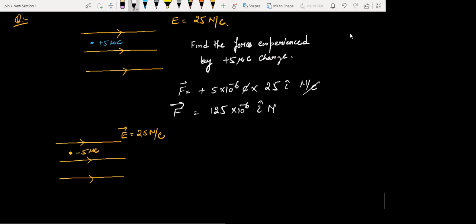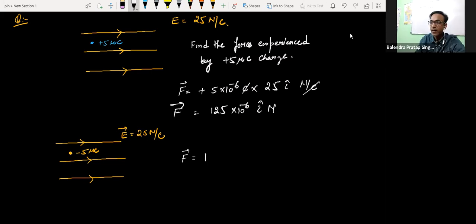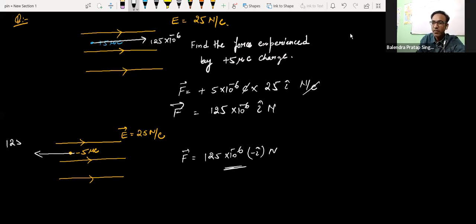125. Exactly, the force you will get is 125 into 10 raised to the power minus 6 into minus i cap, or you can say opposite to the, means for plus 5 microcoulomb the force is like in this direction, 125 into 10 raised to the power minus 6, and for negative 5 microcoulomb the direction of this force is like this one, 125 into 10 raised to the power minus 6 Newton. Okay, so this is all about the problem.